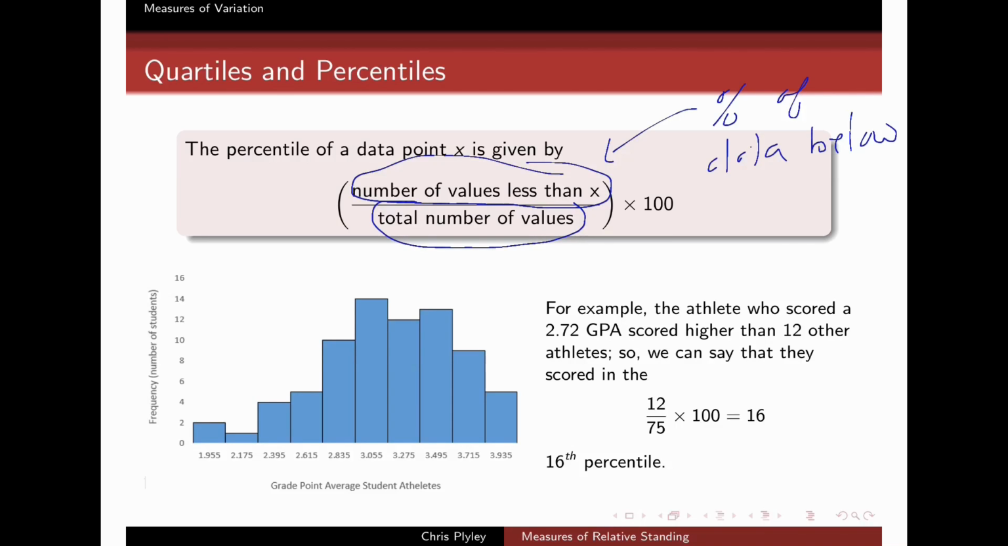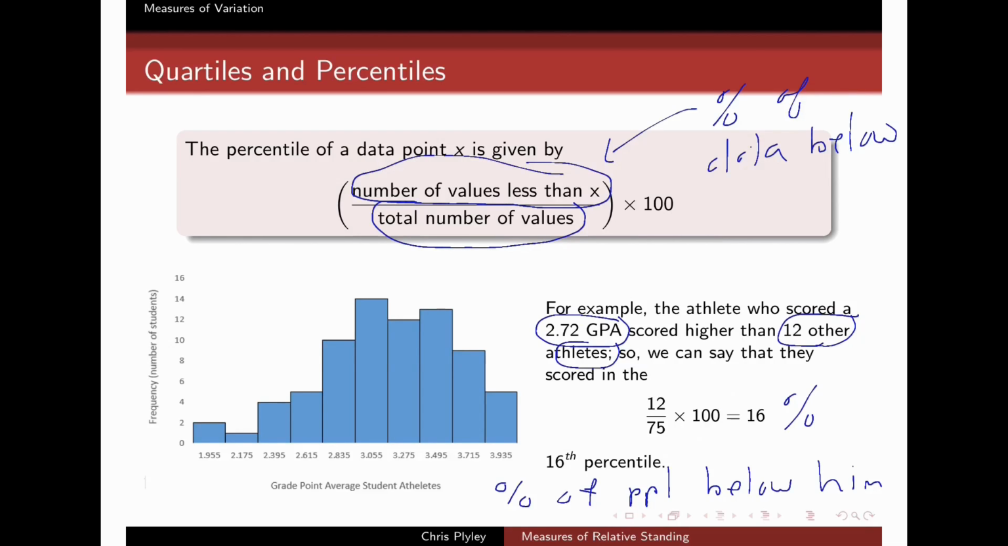For example, if an athlete had a 2.72 GPA and he scored higher than only 12 other athletes, what percentage of athletes scored below him? Well, if you remember this old example, we had exactly 75 student athletes. So to find the percentile this athlete scored in, I need to find the percent of people below him, and that's all it is. So if I scored better than 12 people, then I scored better than 12 of 75. That gives me a decimal. I times it by 100 to make a percent. If I beat 12 people out of 75, then I beat 16% of people.